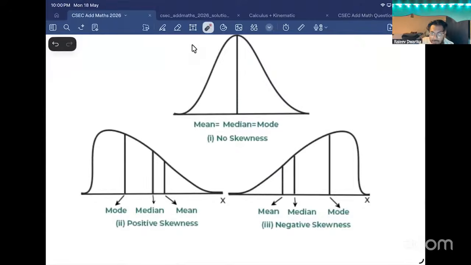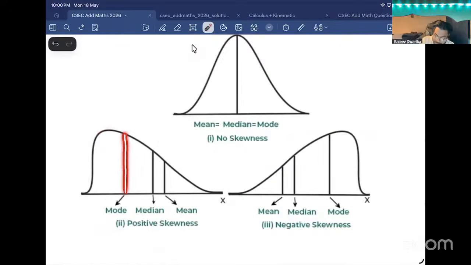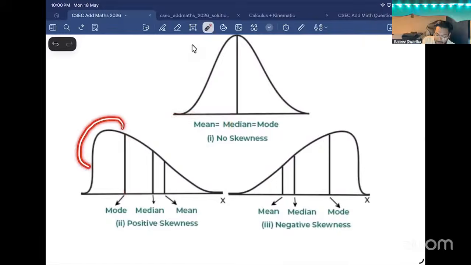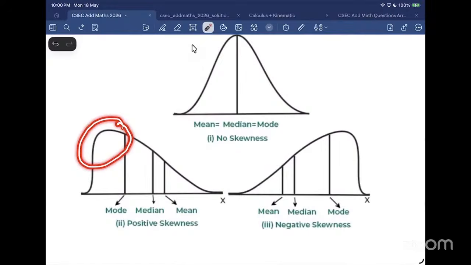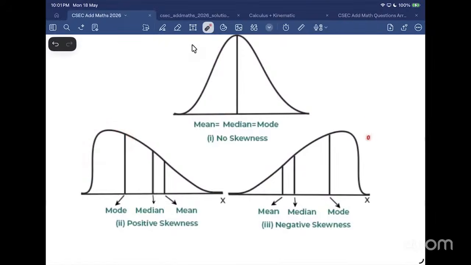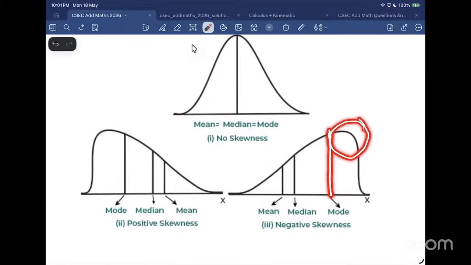Over here it's positively skewed, because if you're looking at your data with reference to the mode, most of your data is to the right. And if it's to the right, then it is positively skewed. But you notice that a lot of the data is clustered below the mode. Over here, again, we're looking at the mode. A lot of the data is clustered over here.